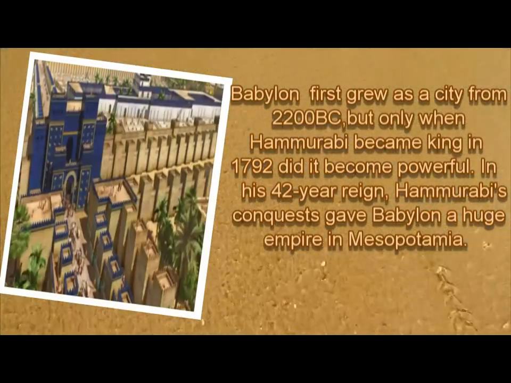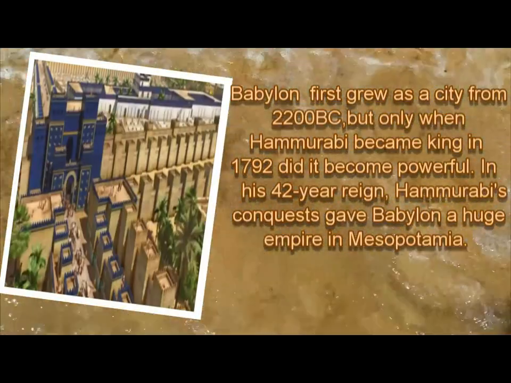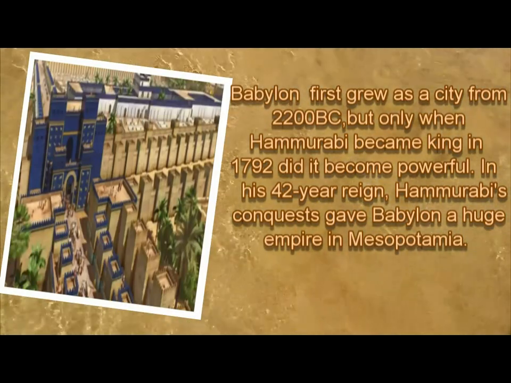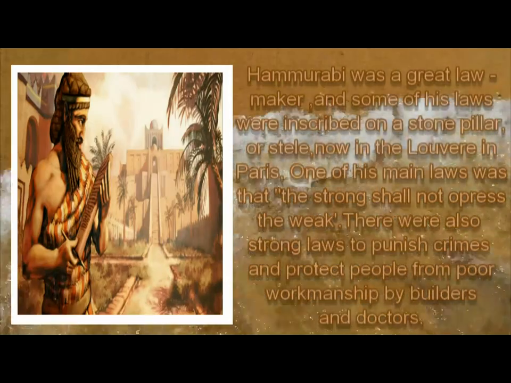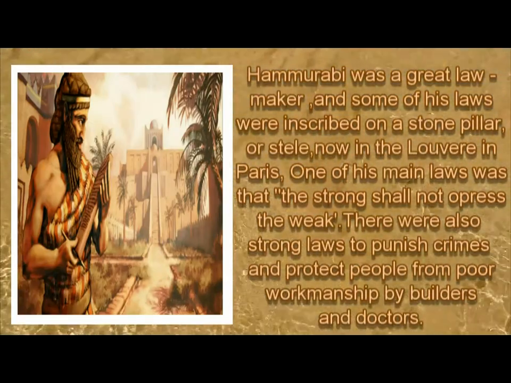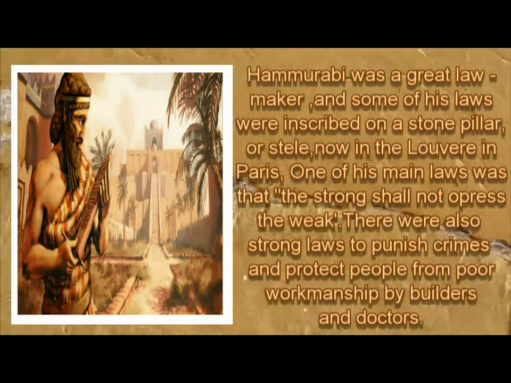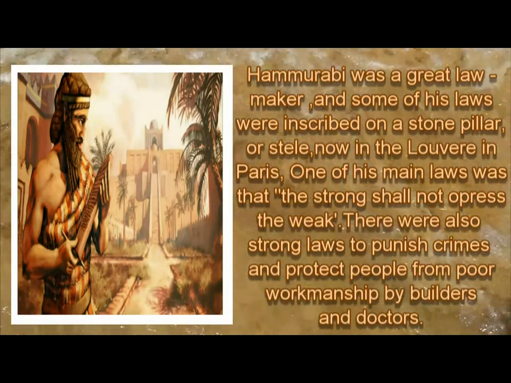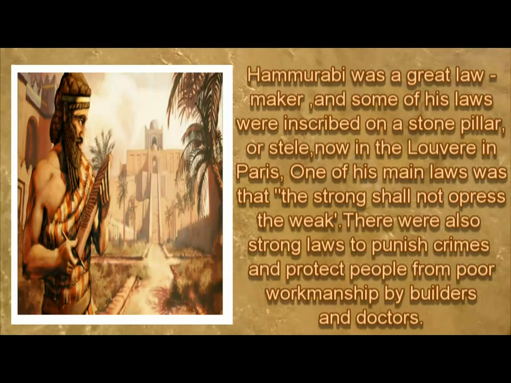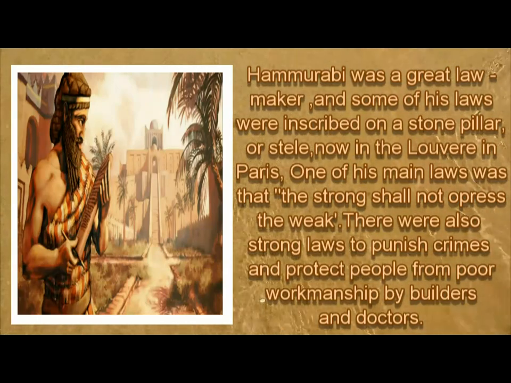In his 42-year reign, Hammurabi's conquests gave Babylon a huge empire in Mesopotamia. Hammurabi was a great lawmaker, and some of his laws were inscribed on a stone pillar, or stele, now in the Louvre in Paris. One of his main laws was that the strong shall not oppress the weak. There were also strong laws to punish crimes and protect people from poor workmanship by builders and doctors.